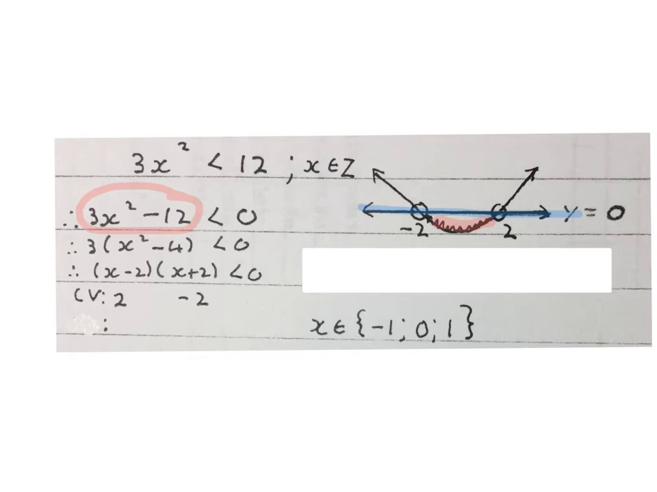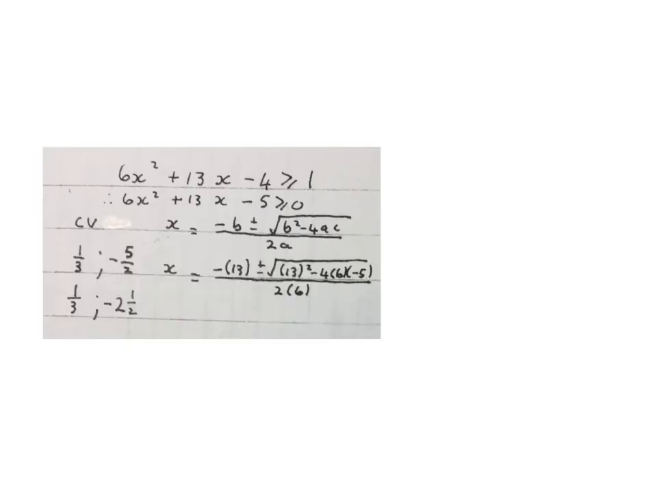Stop the video and get your brain around this question. The next inequality looks like this. Take everything to one side where the x squared is positive. Now you may use the following. If you're not good with your factorizing, you may use the quadratic formula to find your two critical values, which in this case will be a third and minus 2.5.